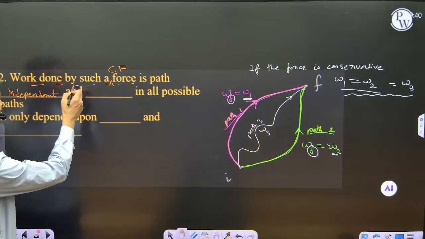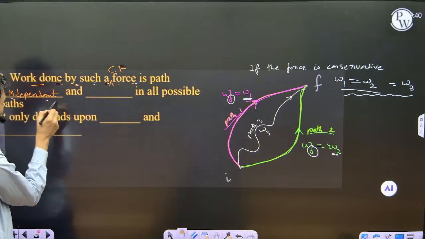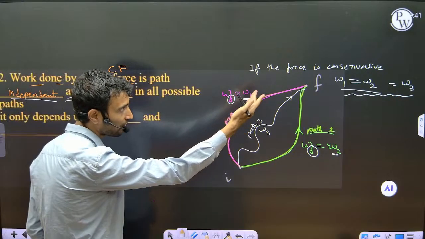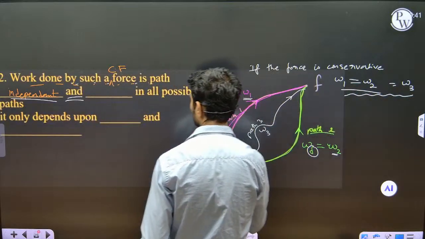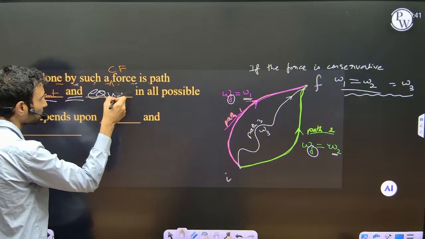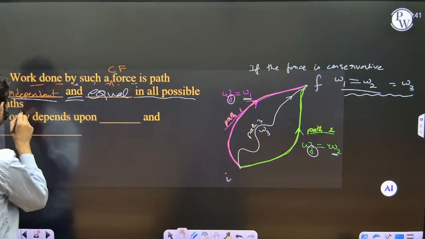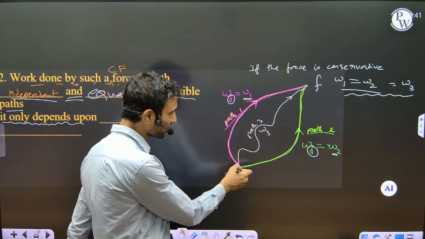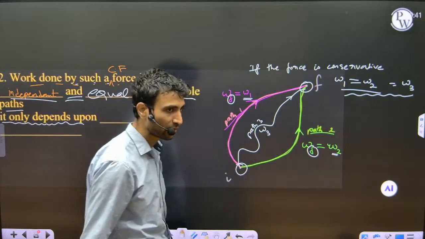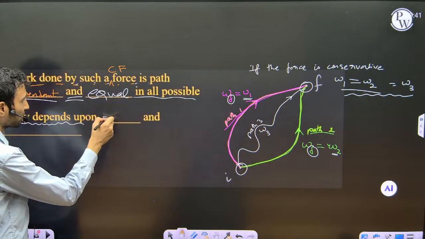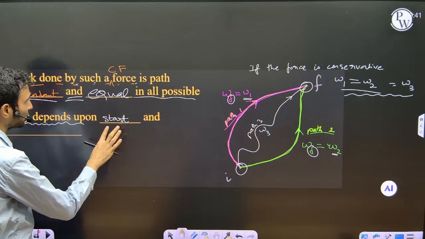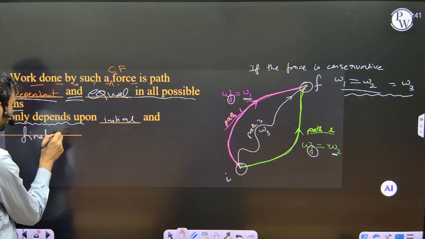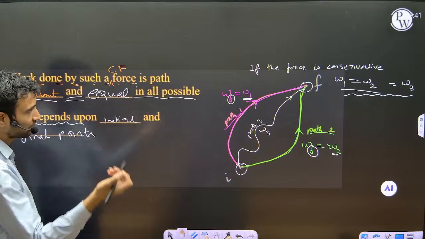So I can say that work done by such a force is path independent, doesn't depend on path, and all the works are also equal in all possible paths. Then what does it only depend on? Work done only depends on your starting point and your ending point. So it only depends upon initial and final points.